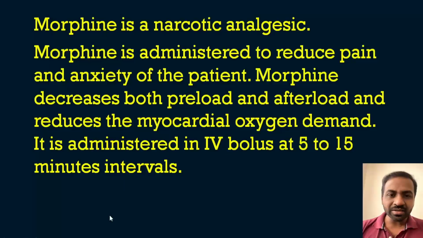So we will see a small description about morphine. You know that morphine is a narcotic analgesic. So morphine is administered to reduce the pain and anxiety of the patient, and morphine decreases both preload and afterload, and thereby reduces the myocardial oxygen demand. Okay, so the heart's workload will be reduced with the help of administering morphine, and it can be administered as an IV bolus at 5 to 15 minute intervals.